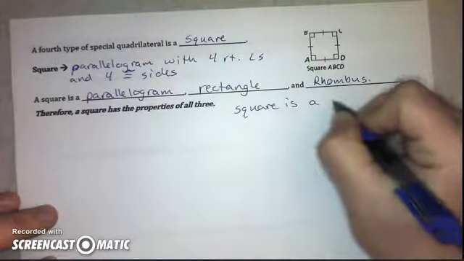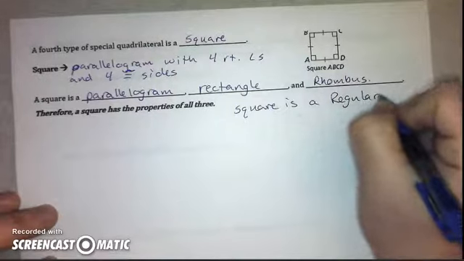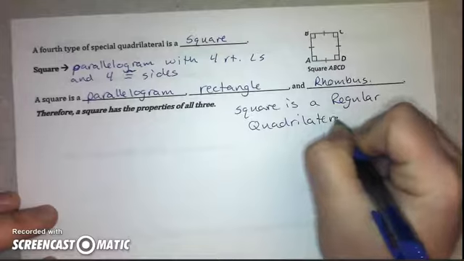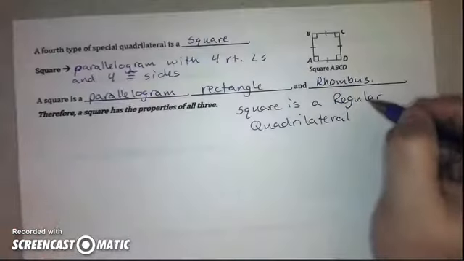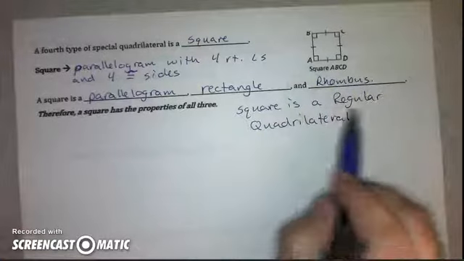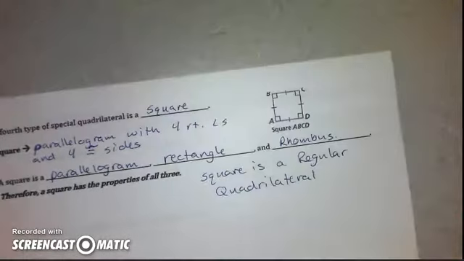Another thing we can say for squares is that a square is a regular quadrilateral. You'll remember we talked about regular quadrilaterals have congruent sides and congruent angles. So if it's a quadrilateral, to be considered regular, it must be a square.